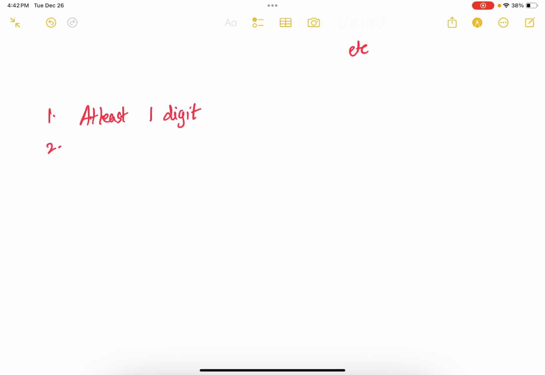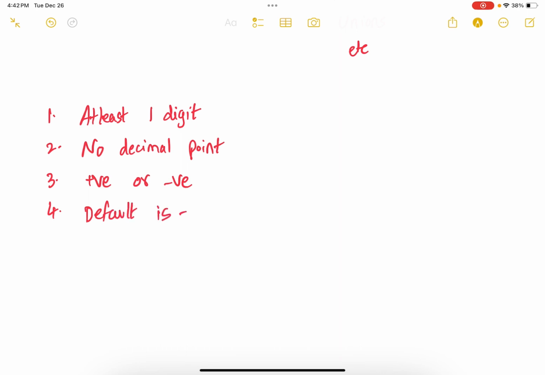Rule number two is decimal point is not allowed. Rule number three is it can be either positive or negative. If you do not specify the sign, it's going to assume that the number is positive, just like in regular mathematical language.